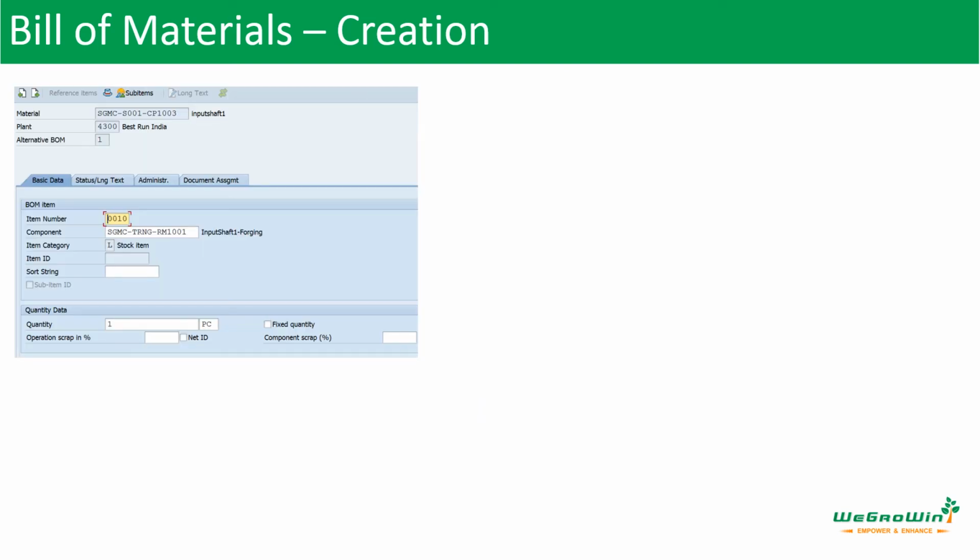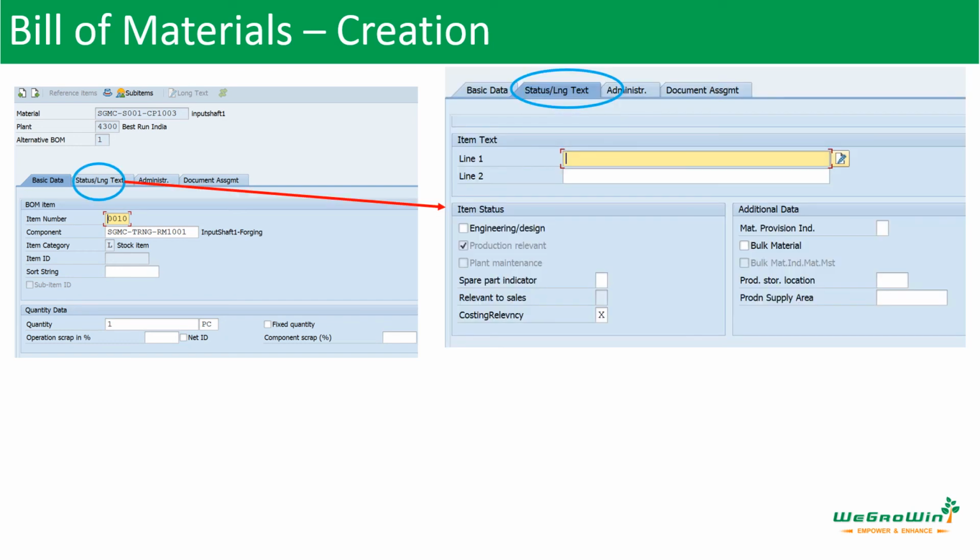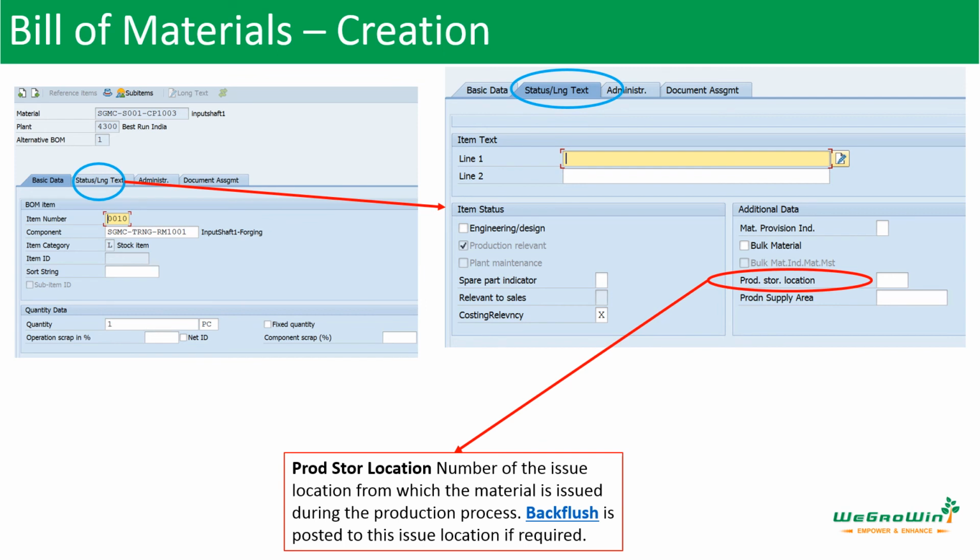Now, as we said, we are in the first tab, the basic data, but we want to see some more details. Let us go to the status long text tab. In the status long text tab, we are seeing various details. One is the production storage location. This production storage location is the issue location from which the component has to be consumed during the backflush. For that we can use it.